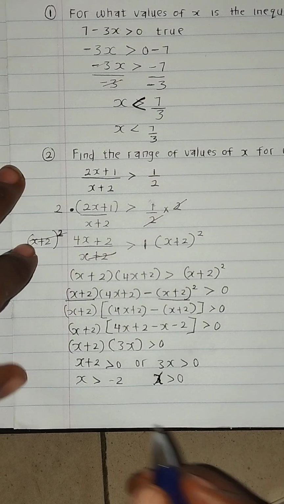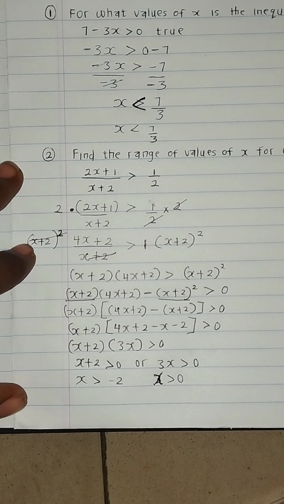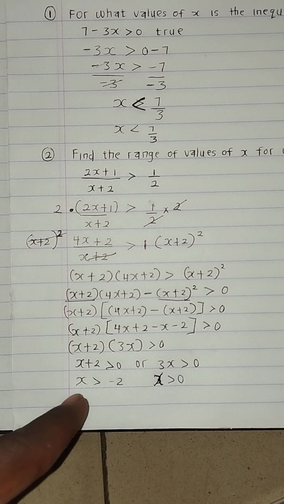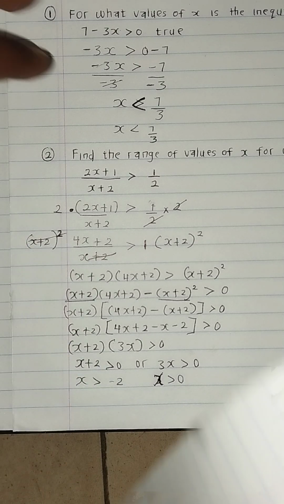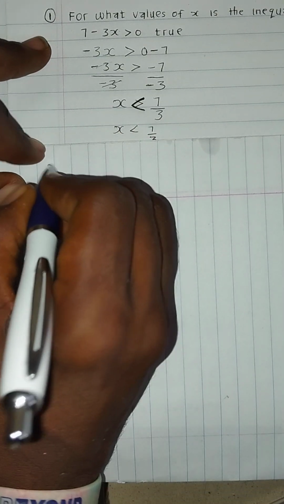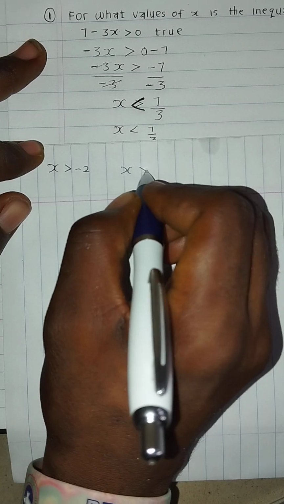So this is not our final answer. Always know that this is not our final answer. So how do we get our final answer? I'm going to show you now. So what are we left with? x greater than minus 2, x greater than 0. Okay, x greater than minus 2, x greater than 0.